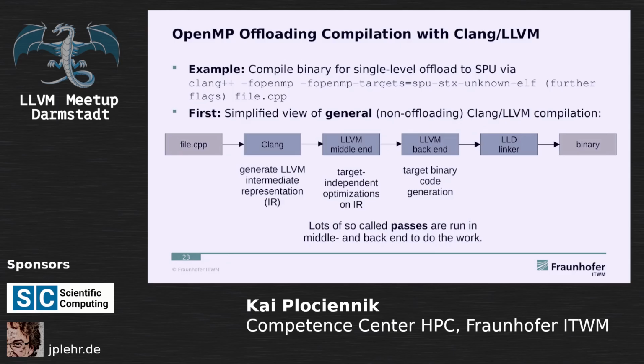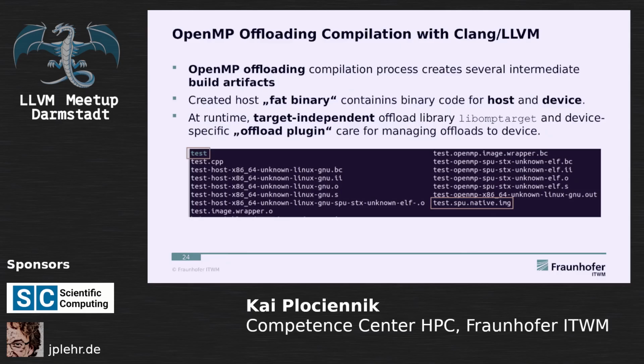So that's the basic way of how a C++ file is turned into binary code by LLVM. And lots of passes are running in the middle and back end to do the actual work. And yeah, if you want to support a target like this, you need to write passes that do the optimizations and generate the binary code, and so on. So now in a bit more detail about OpenMP offloading compilation.